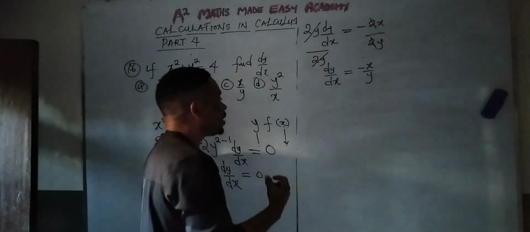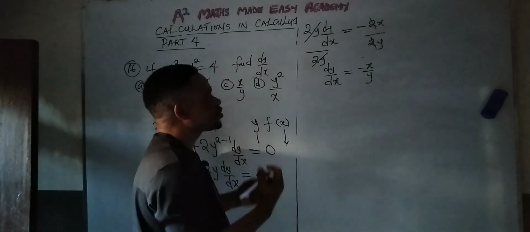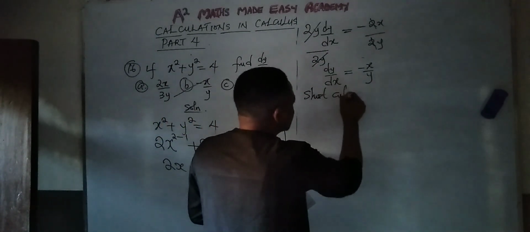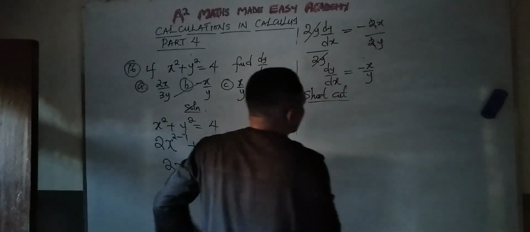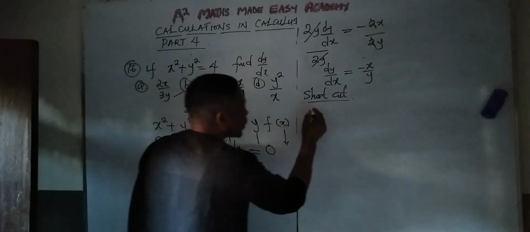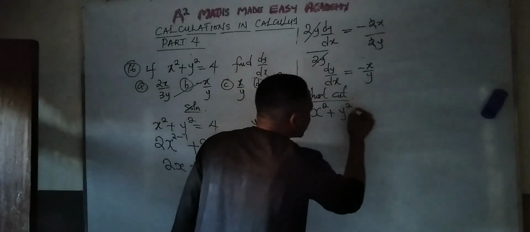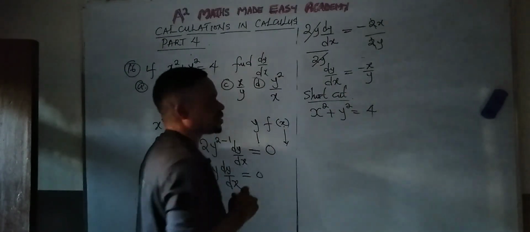This is exactly how to solve it in terms of theory. But I want to use shortcuts. What did I say? A shortcut to solve this particular problem. And what is the question? We are meant to differentiate x squared plus y squared equal to 4. Look at the secret, please.